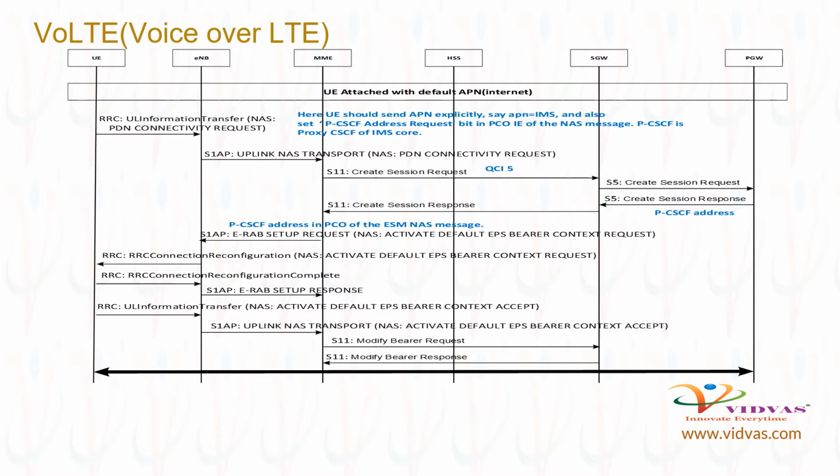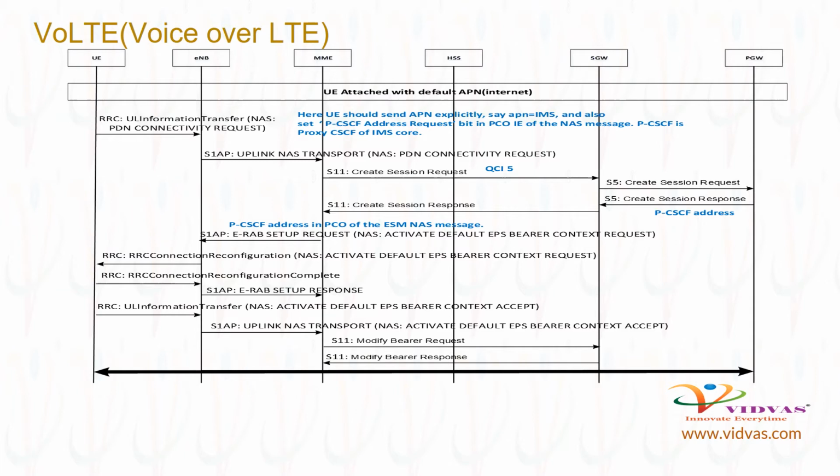If UE sends APN and there is no match in subscription and there is no wildcard APN in subscription, MME should send PDN connection reject. In this call flow, assume that UE sends APN and there is a match in the subscription. Operator may even configure static UE IP address at HSS. In that case, MME sends that IP address in create session request message.